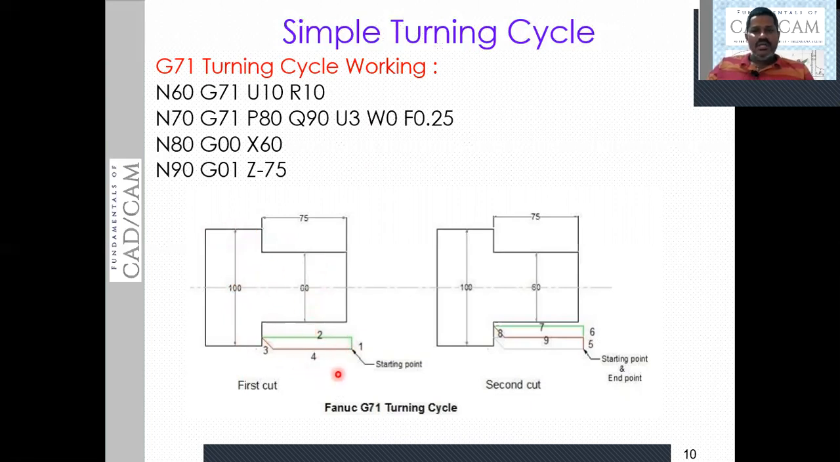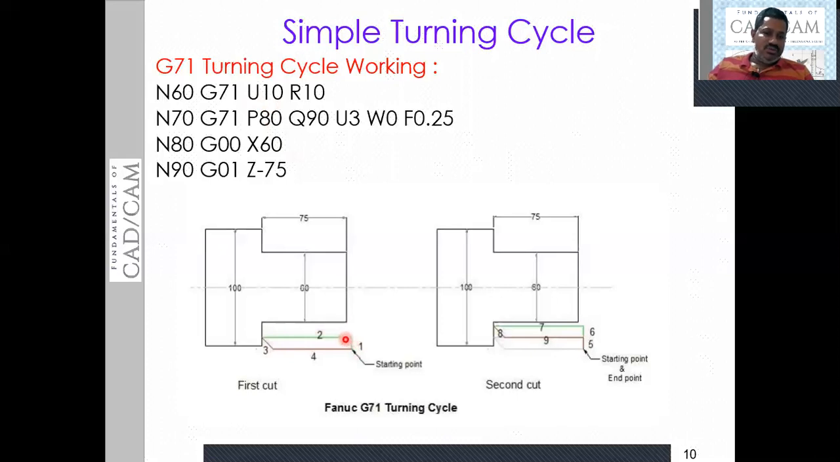Now let us try to observe the movements of the tool. Initially the tool is at this location, or somewhere else, we do not know. It will come to the starting point. Then it will take the depth of cut initially. This is the first movement. It will take the depth of cut, which is 10 here. Then the second movement is the turning with a depth of 10 millimeters. Now you see here, this vertical axis movement is 10 millimeters.